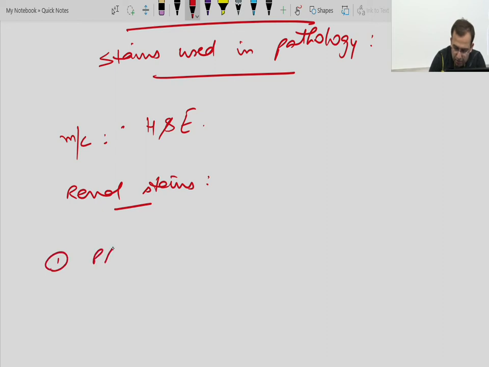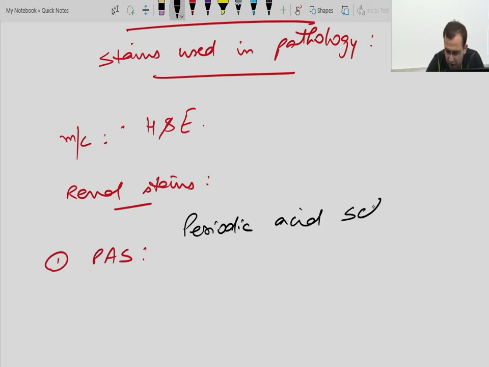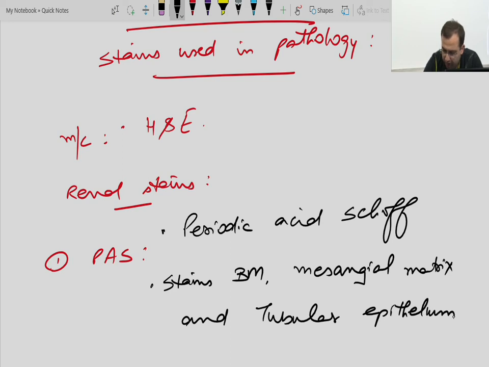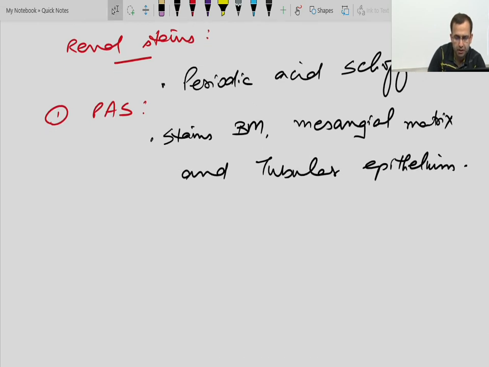The first renal stain is PAS, that is periodic acid Schiff. This stains the basement membrane, mesangial matrix and tubular epithelium.